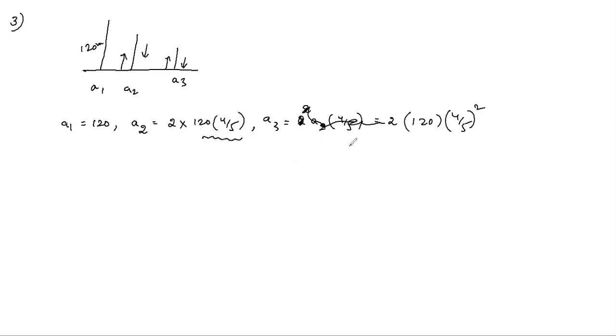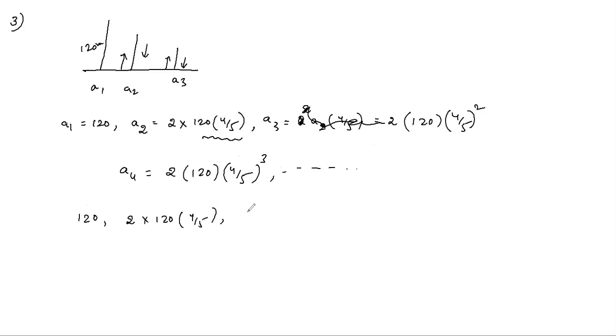This is the height. In this height only I have to take. Next, similarly A4: if you take the total height 4 by 5, so it is 2, again 2 times. So 2 into 120 into 4 by 5 whole cube and so on. This is an infinite GP. So 120, 2 into 120 into 4 by 5, 2 into 120 into 4 by 5 whole square, and so on.